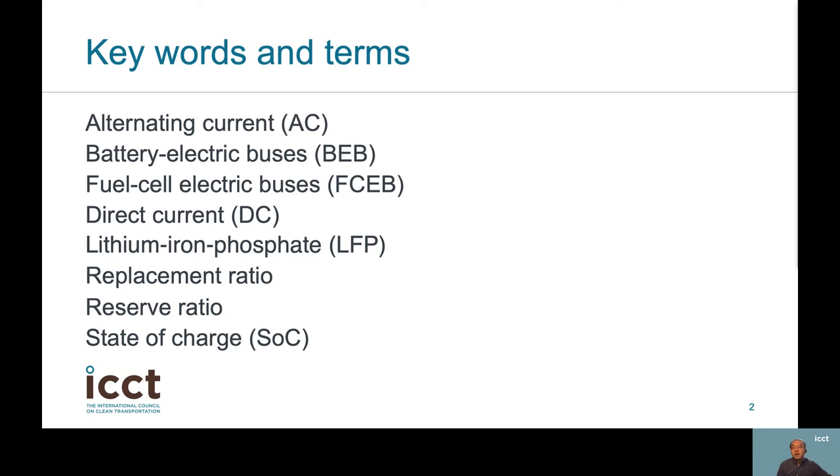State of charge is the level of charge of a battery relative to its capacity. When a battery is fully charged, the SOC will be at 100% and lower when the battery becomes depleted.